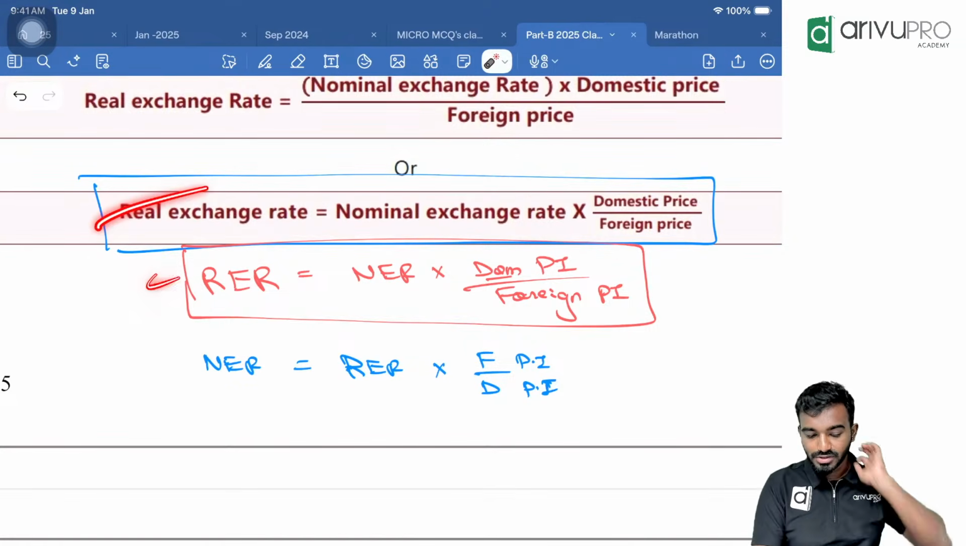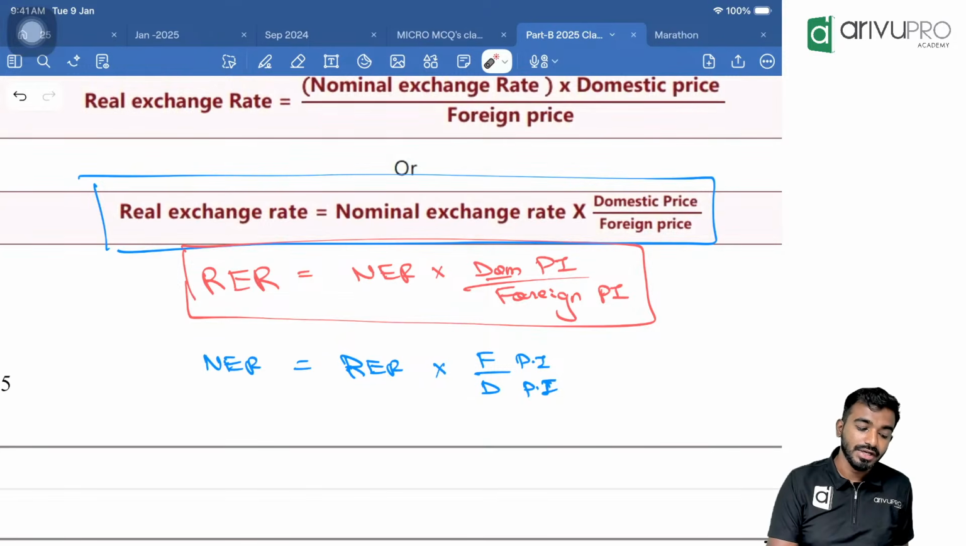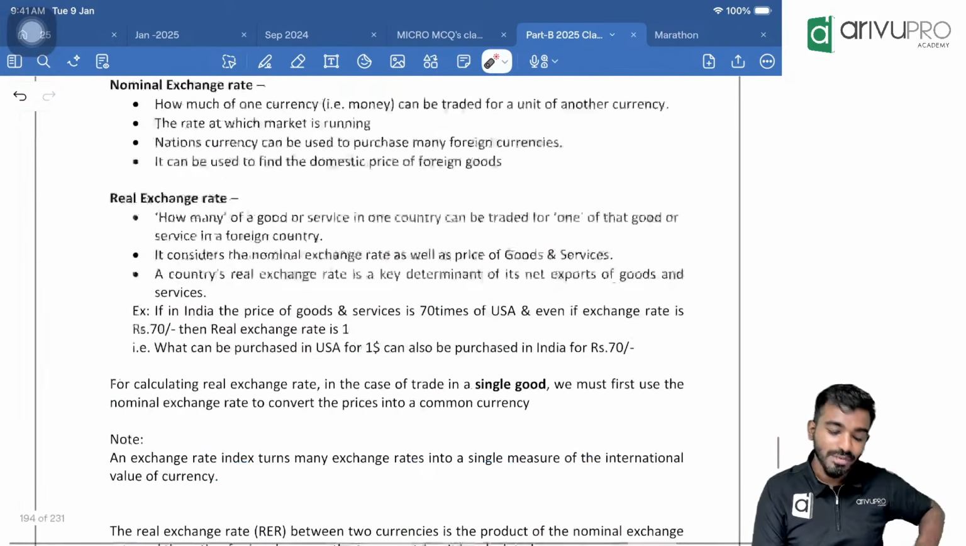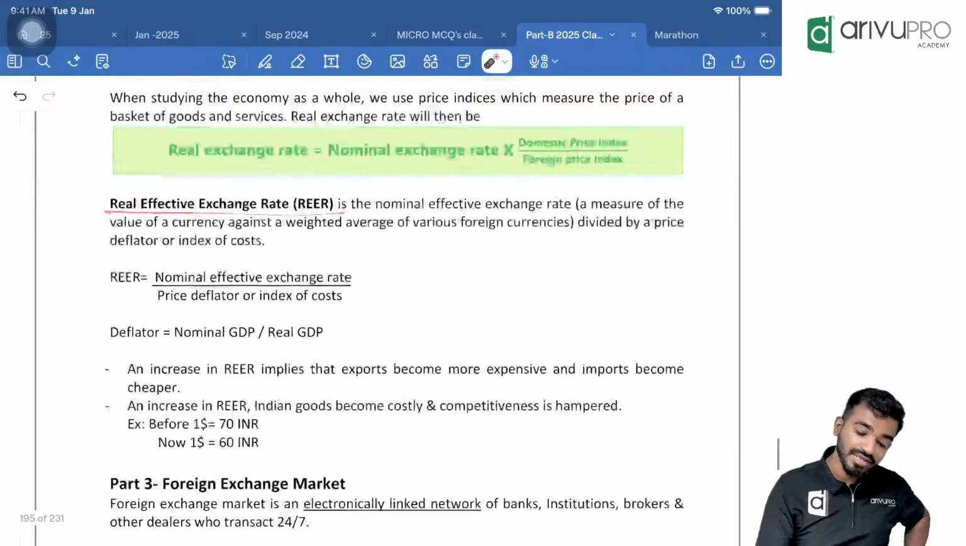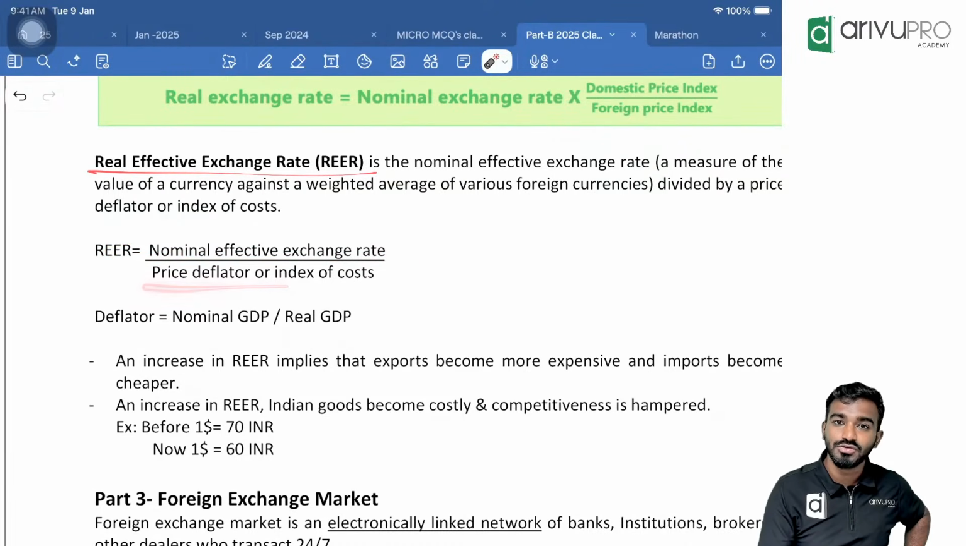So kindly remember this. Do not forget. Real exchange rate and nominal exchange rate. So simple. In terms of value of goods and services, not in terms of the current market value. Current market value is nominal. Real exchange rate is exchange rate value in terms of goods and services. Clear?